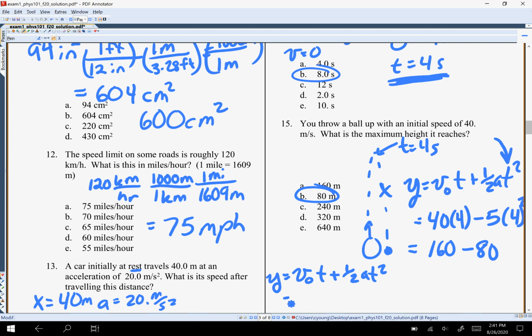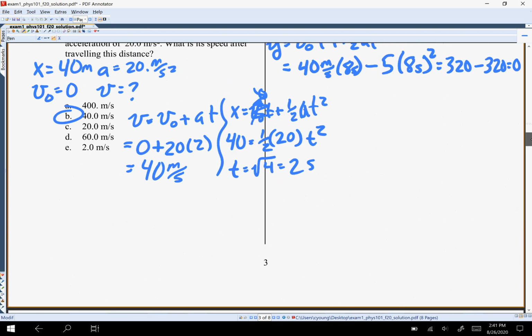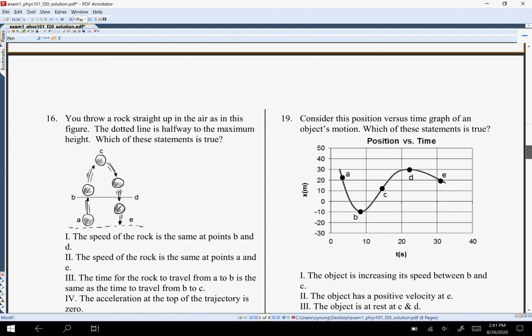What do I get? I'm going to put in 8 seconds because I know 40 meters per second times 8 seconds minus 5 times 8 seconds squared. That's 320 minus 320. So that's equal to 0. When I put in 8 seconds, which is the time right here, I get a position of 0. So with these parametric equations, if you put in your time, then you get the position at that particular time. So the trick really is knowing the time. And we can find the time pretty easily right here because we know something about the motion of that object at the top of the trajectory. And that is that the velocity of that object has gone to 0.